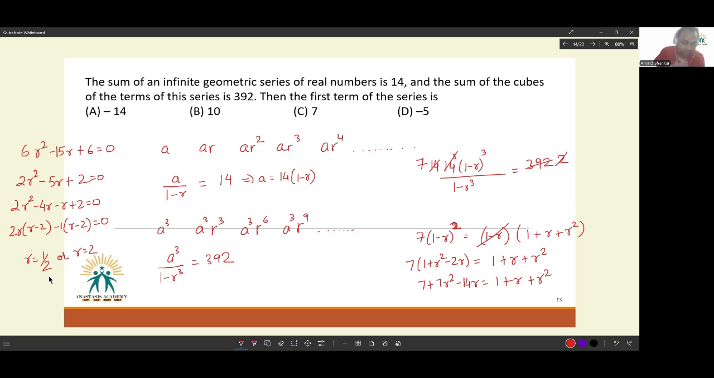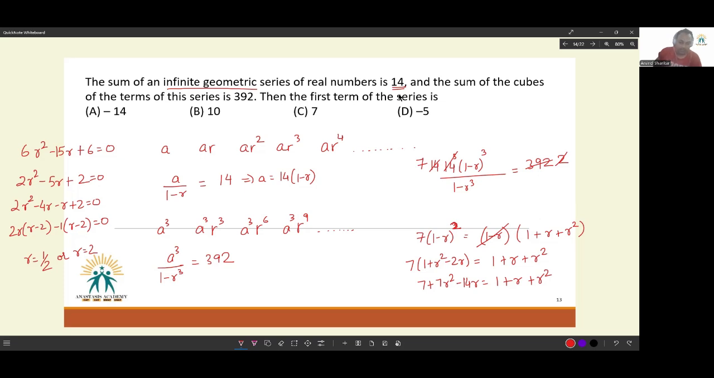And now this is a very critical point for you to understand. If this is an infinite geometric series, and you are able to calculate the summation, it implies the common ratio has to be less than 1. The common ratio has to be less than 1.